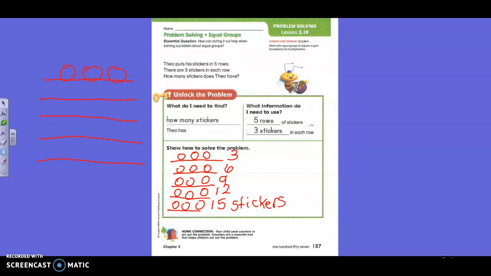Okay, right, 15 stickers. Yes, you have to write stickers because you have to have a label for your answers. When you get to 3rd grade, you always have to have a label for your answers. You need to start learning that in 2nd grade. Keep going, please.